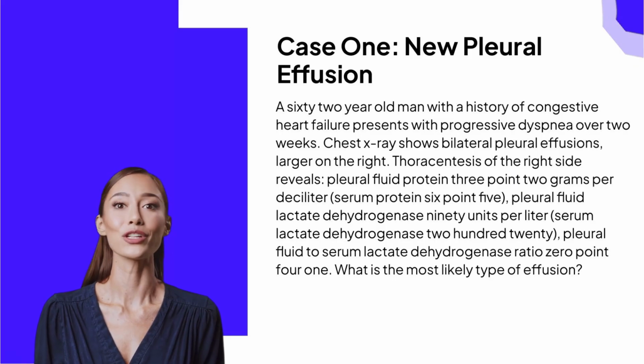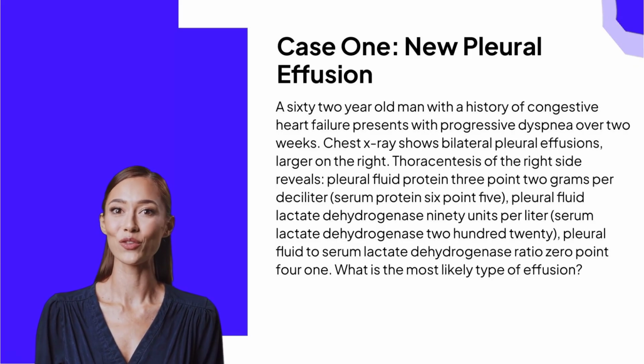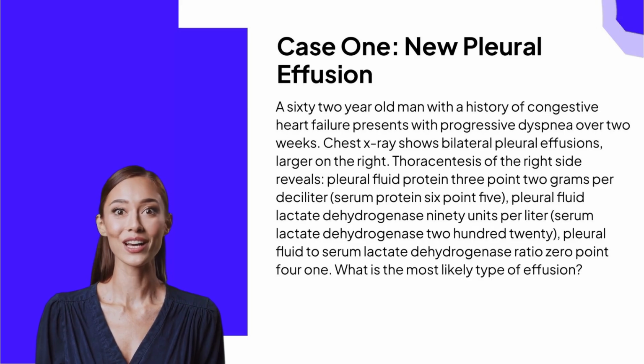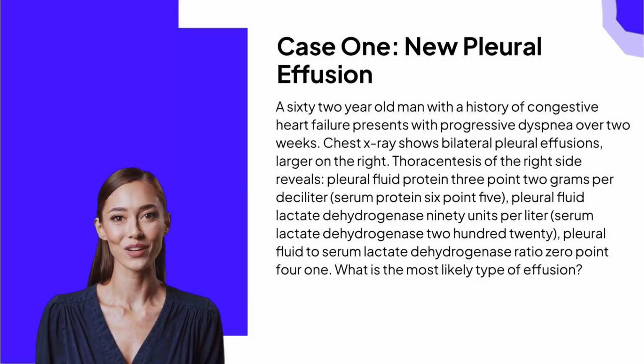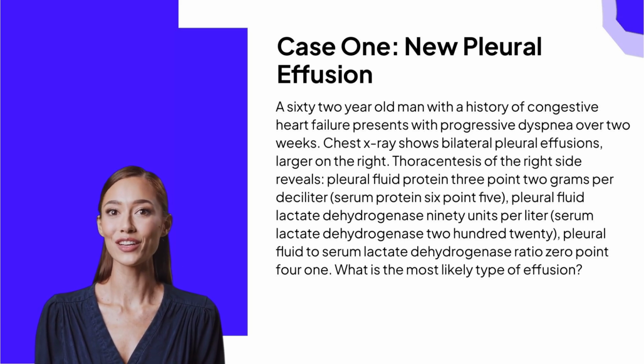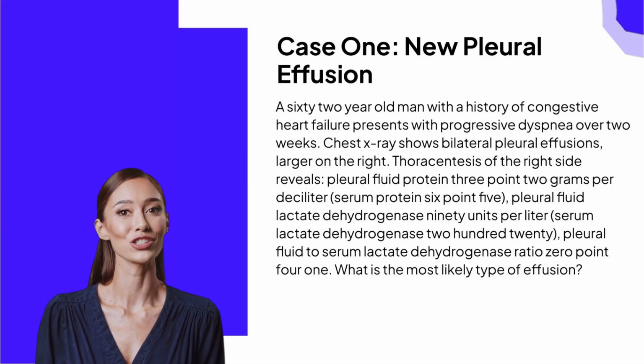Now let's apply what we've learned to our first case. This is a classic presentation of a new pleural effusion. We have a 62-year-old man with congestive heart failure and progressive dyspnea. The chest X-ray shows bilateral effusions. The question provides all the thoracentesis values we need to apply the Light criteria. Before revealing the answer, take a moment to calculate the ratios yourself and determine whether this is transudative or exudative.